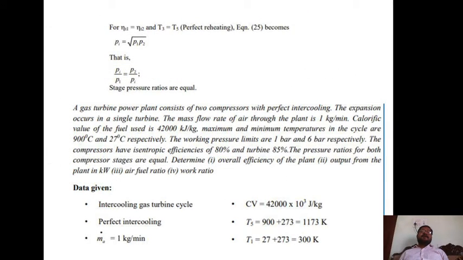If the turbines of the first stage and second stage have equal efficiencies, then T3 is equal to T5. It is called perfect reheating. The equation becomes Pi, the intermediate pressure, is equal to root of P1 P2. That is Pi by P1 is equal to P2 by Pi. If you rearrange this, Pi into Pi is equal to P1 P2, that is Pi square is equal to P1 P2. That's why Pi is equal to root of P1 P2. Like this, the reheating can be done.